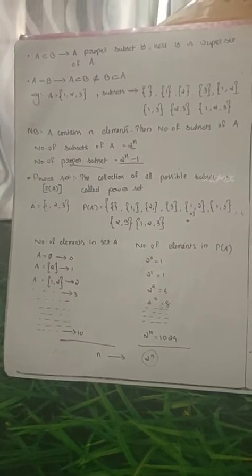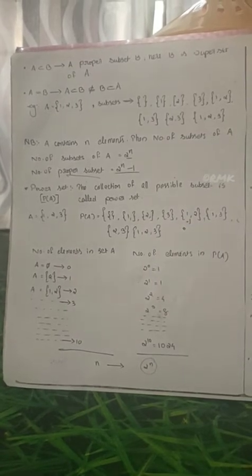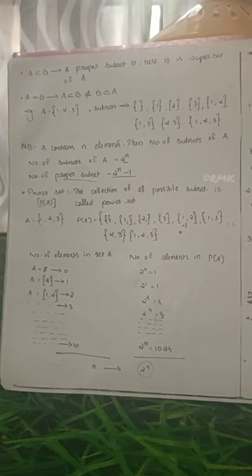Number of elements in set A, and number of elements in P of A. If A is a null set, with no element, the number of elements in P of A is 2 raised to 0. That is only one subset. Next one, A contains a single element. It is a singleton set. The number of elements of P of A is 2 raised to 1.